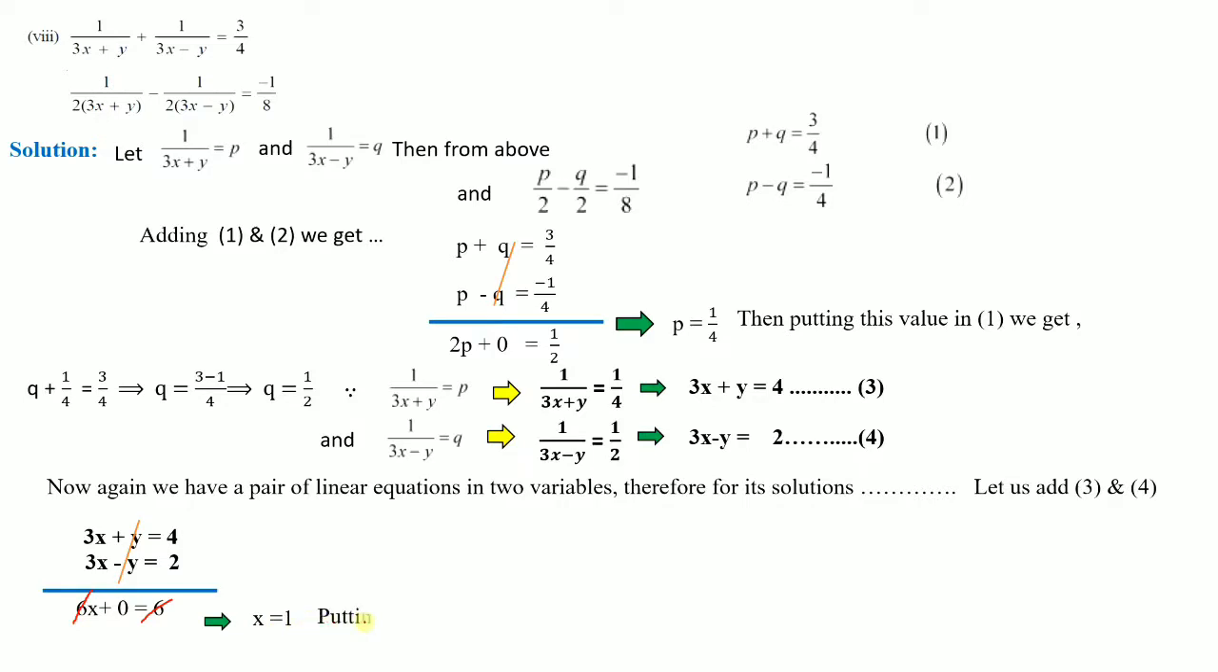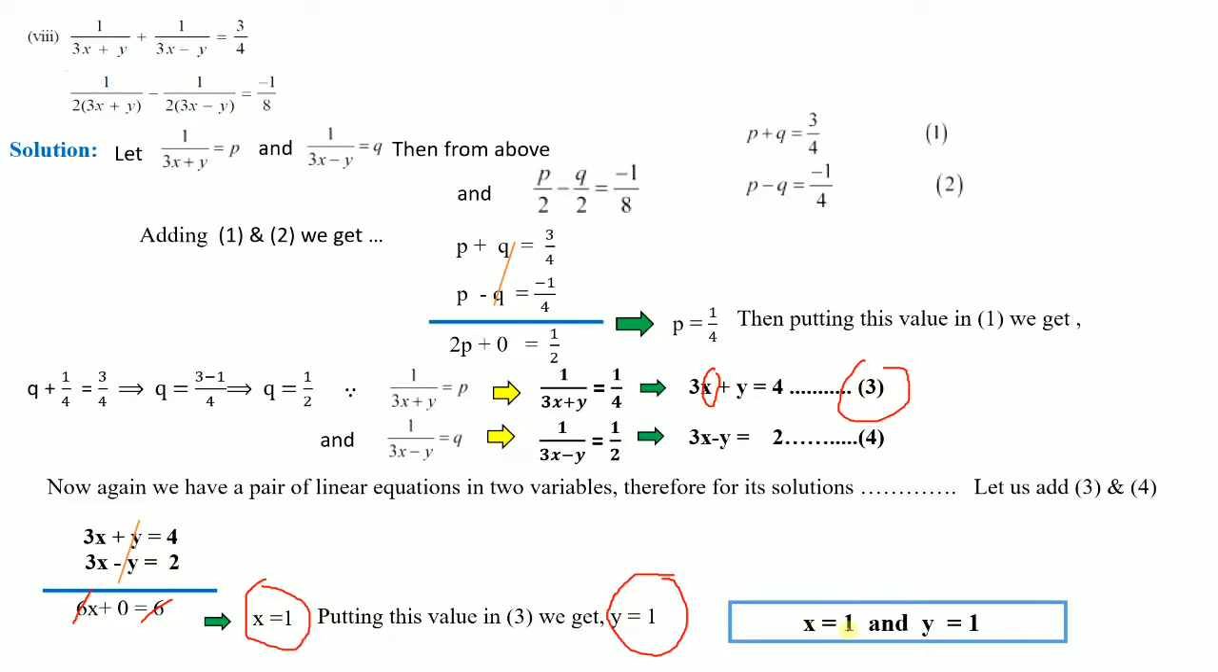Then putting this value of x in this equation. So the value of x we are putting there, here x is equal to 1. So 3 into 1 is 3, and then y is equal to 4 minus 3. So that is equal to 1. So the value of y is 1 and the value of x is also 1.